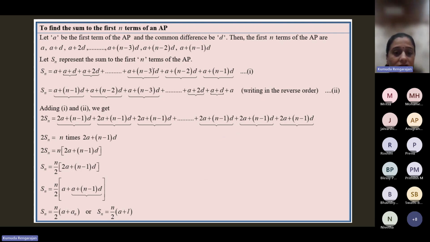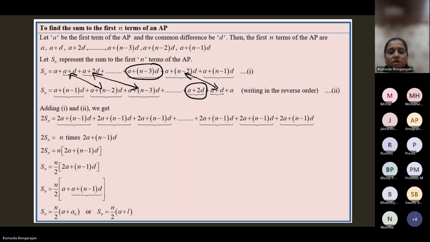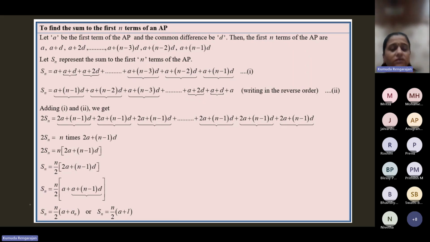Okay, then we'll add the term here and the term here. You should get the same thing. We just did that addition: a plus n minus 3 into d and a plus 2d. See this one also, adding these two, we did that here. A plus d and a plus n minus 2 into d, we just did that here. And then adding these two, that's what we did here, no? So when you add, you will get 2a plus n minus 1 into d everywhere.